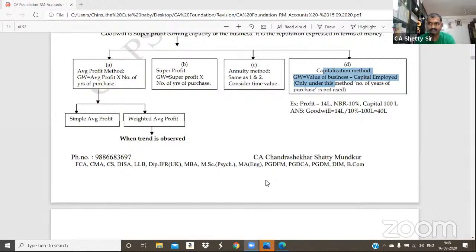Understood? Yes, sir. Okay. Next, one more red ink color, one more sentence. Consider market values if given. Market values if given. Now same thing, continue.